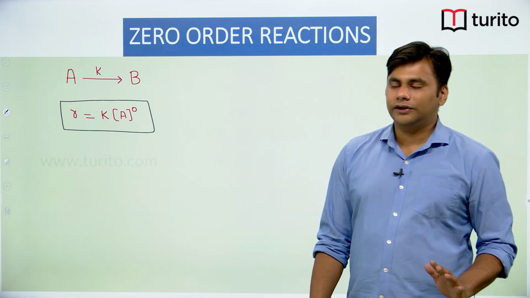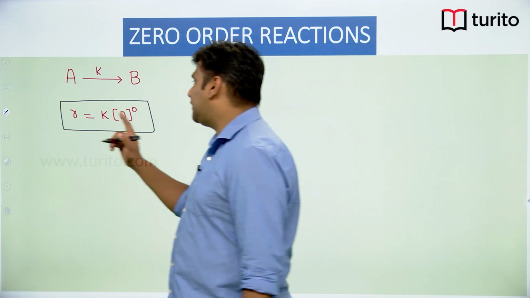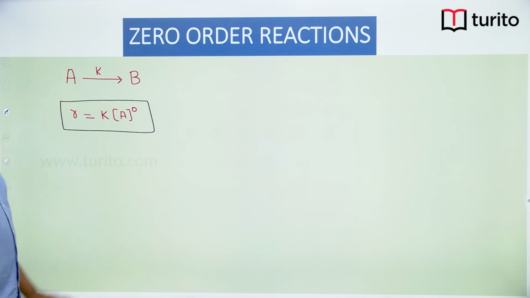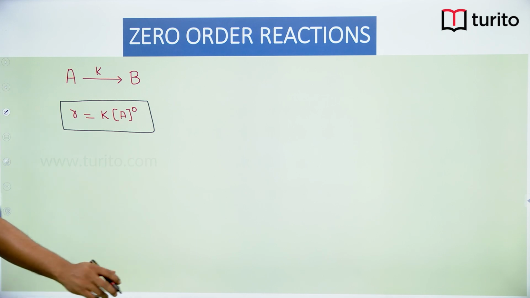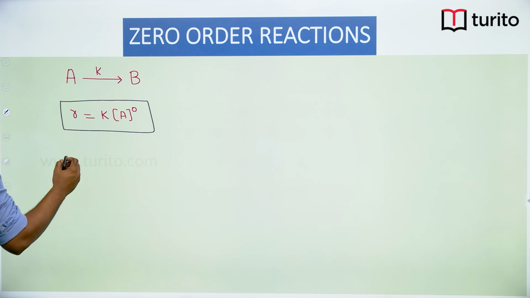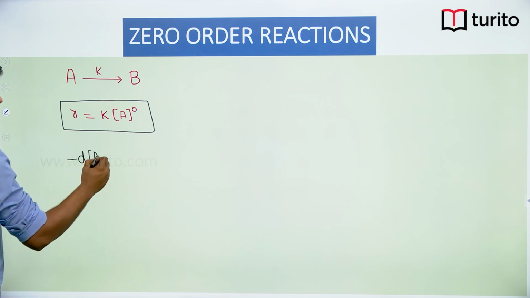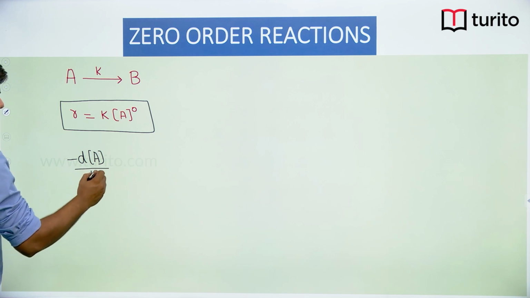Okay, I hope this point is clear to everyone. So basically rate is equal to k into concentration of A raised to power 0. So this will never be an elementary reaction, this has to be a complex reaction. Now we can also say that rate is also defined as minus d concentration change upon dt.